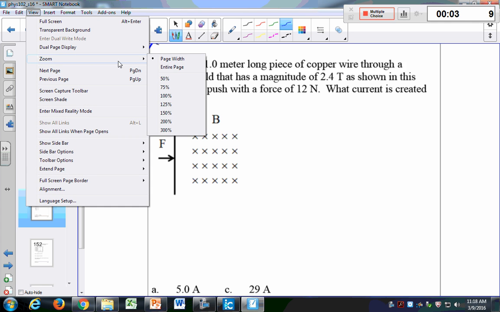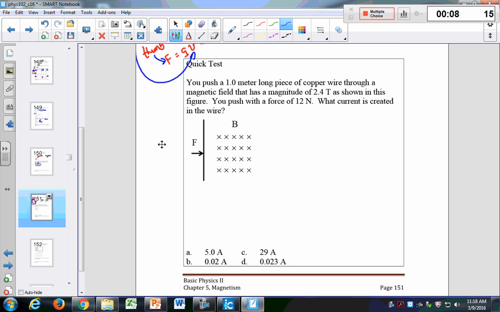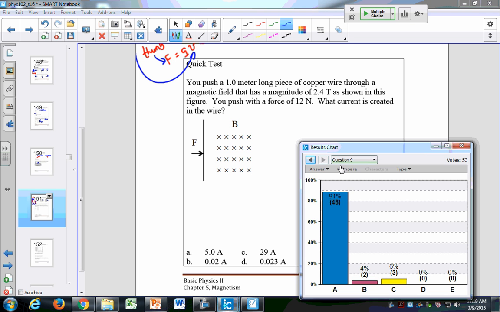I'll zoom out a little bit. All right, we'll stop at 1 minute. 1 minute, y'all. Okay, good. A is right.